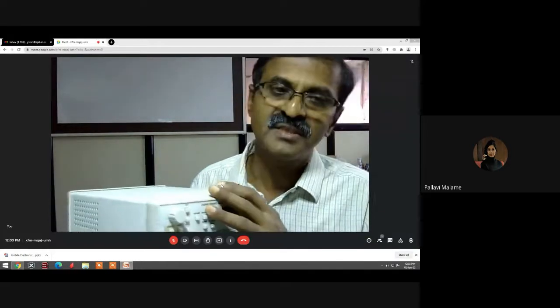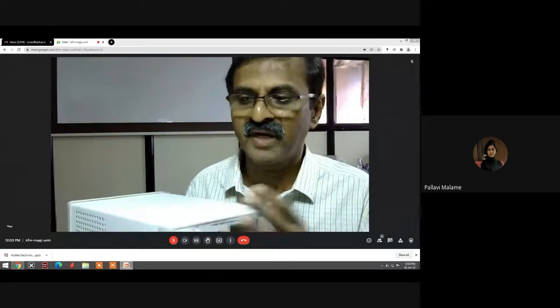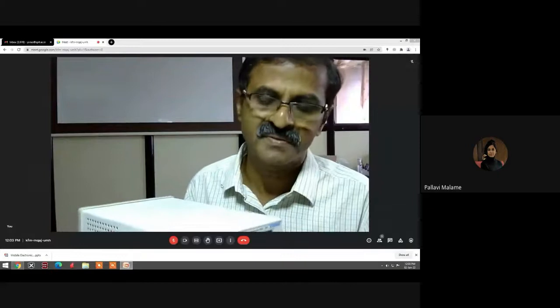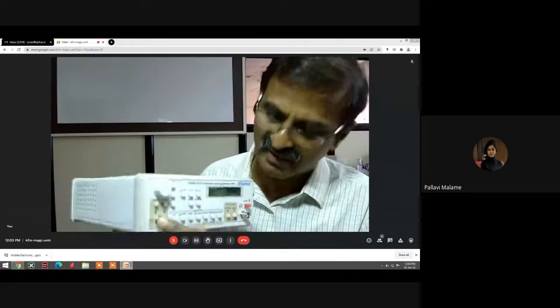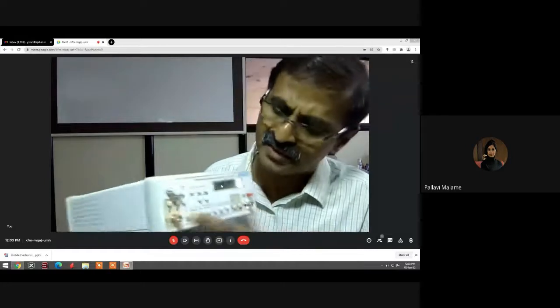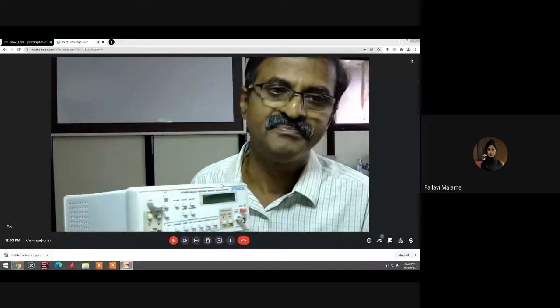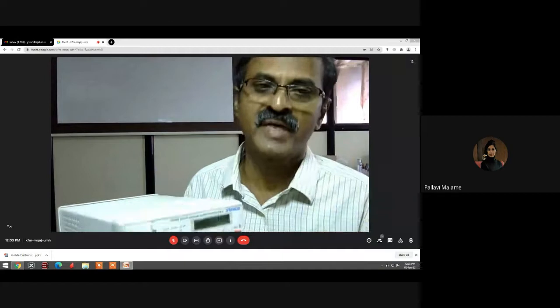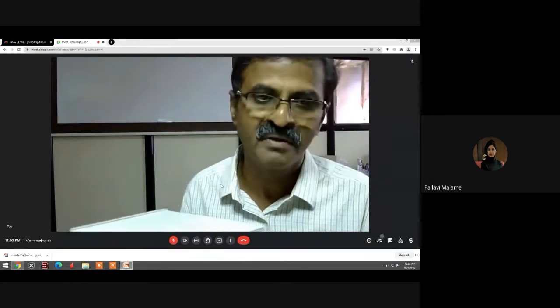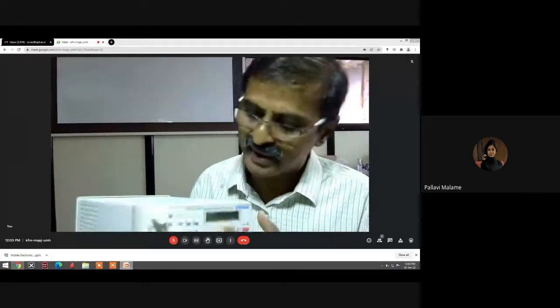Now, function generator, as the name says, function means different types of functions. Nature of the output is available here. What type of output signal you want to generate, that you can choose with the help of these buttons. Would you like to generate sine wave? Would you like to generate square wave? Would you like to generate triangular waveform? So function generators are available.